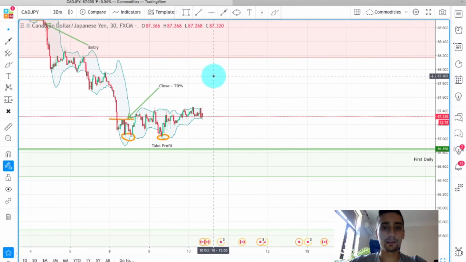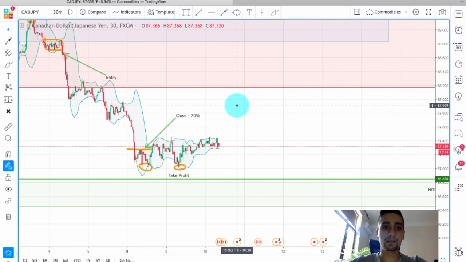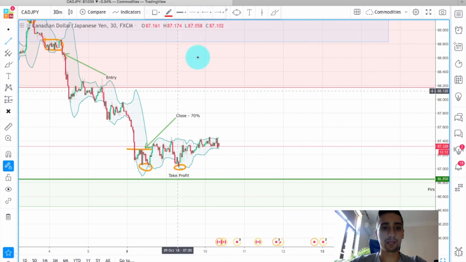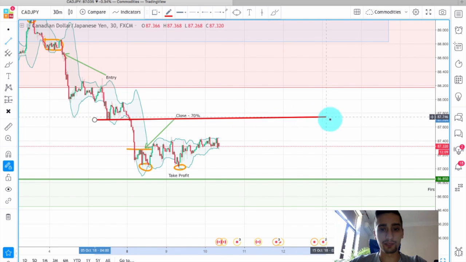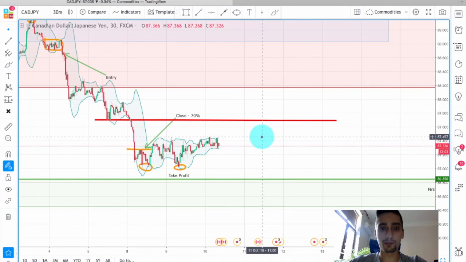Now, what can we expect? We might see a reversal here and a new move up if I see that happening. So if basically the price goes above this previous bottom, I would consider closing those 30% while still in profit.